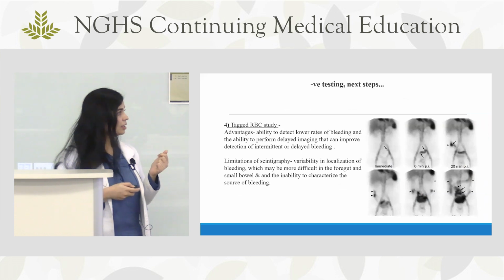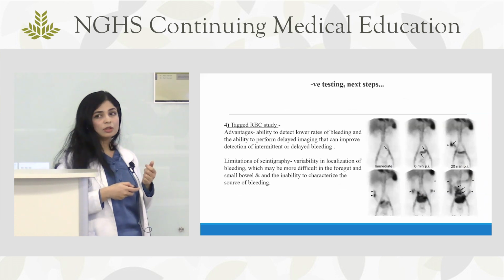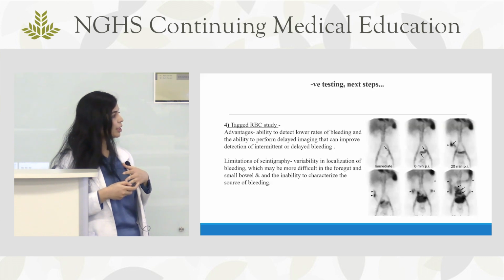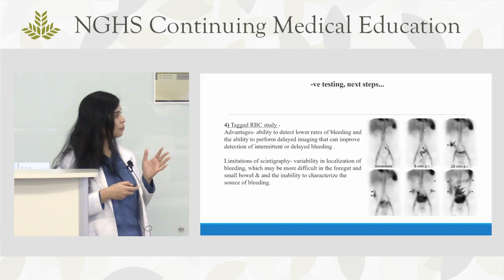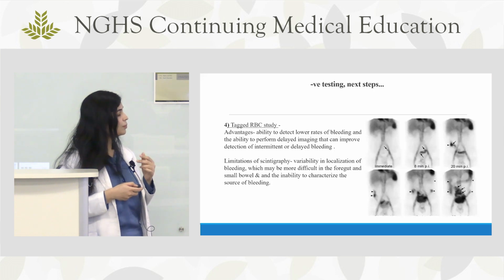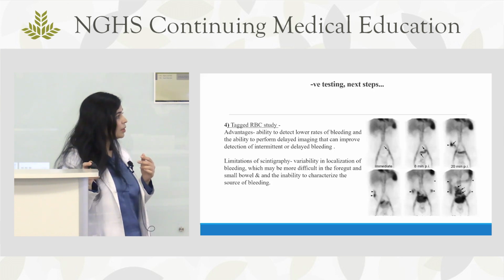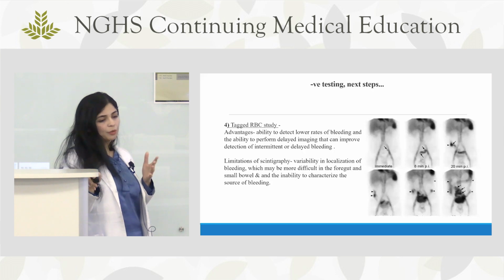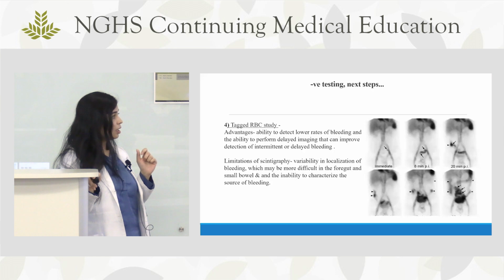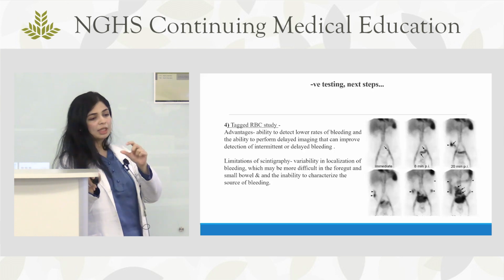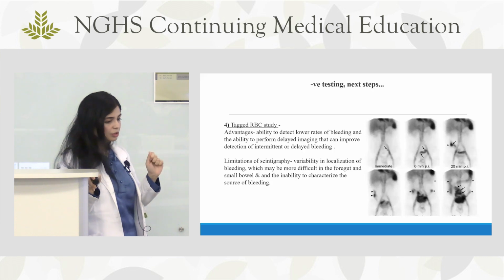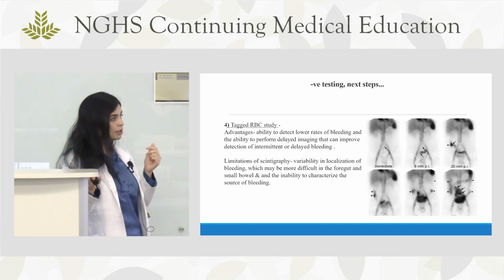Tagged red cell study is another diagnostic modality that's been out there. Now recently, with the data coming up, they are trying to stay away from it because it can very much vary with its localization of the site of bleeding. Especially if it's in the foregut and the small bowel, because essentially you're just tagging your red blood cells and giving them to the patient. Those tagged red blood cells can be taken up by other organs too.